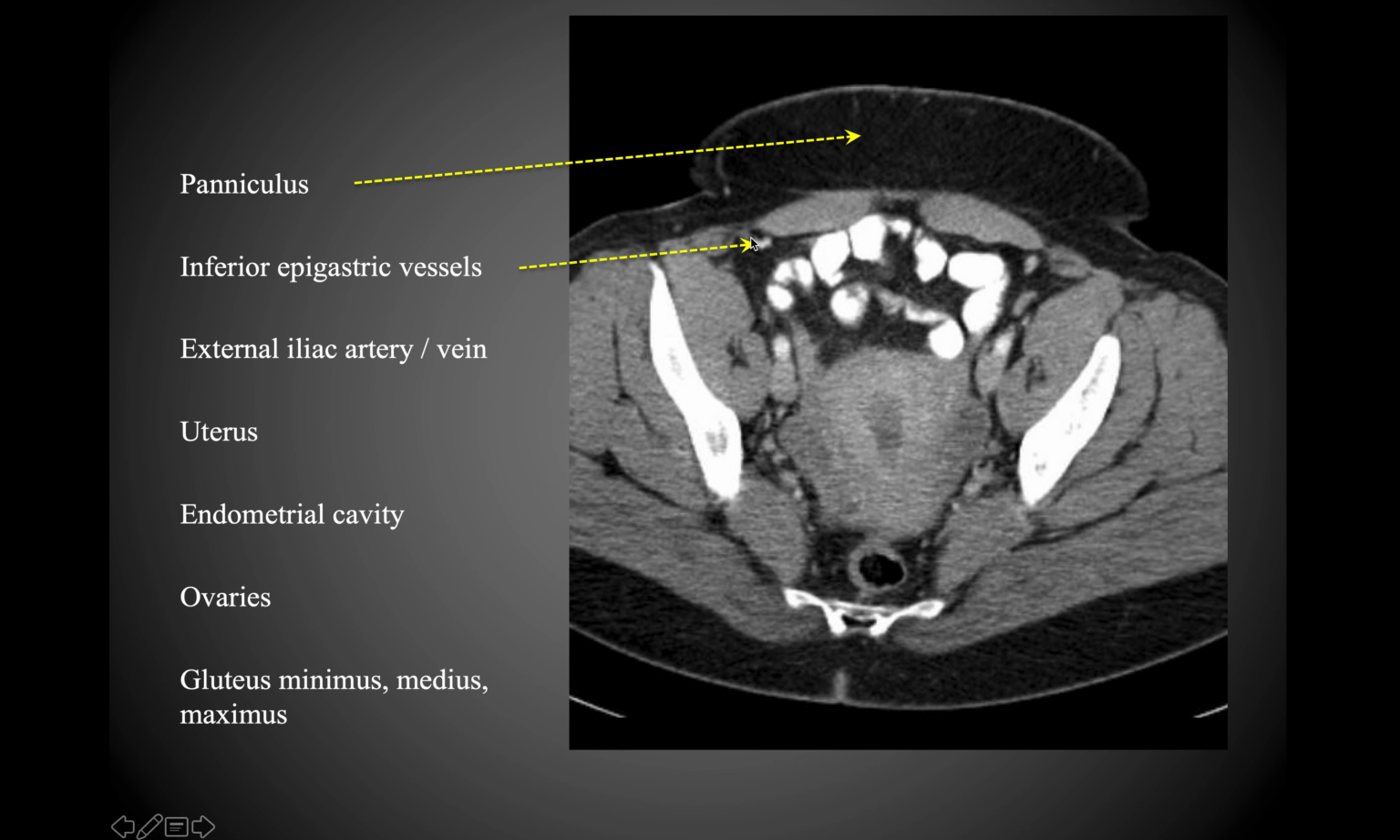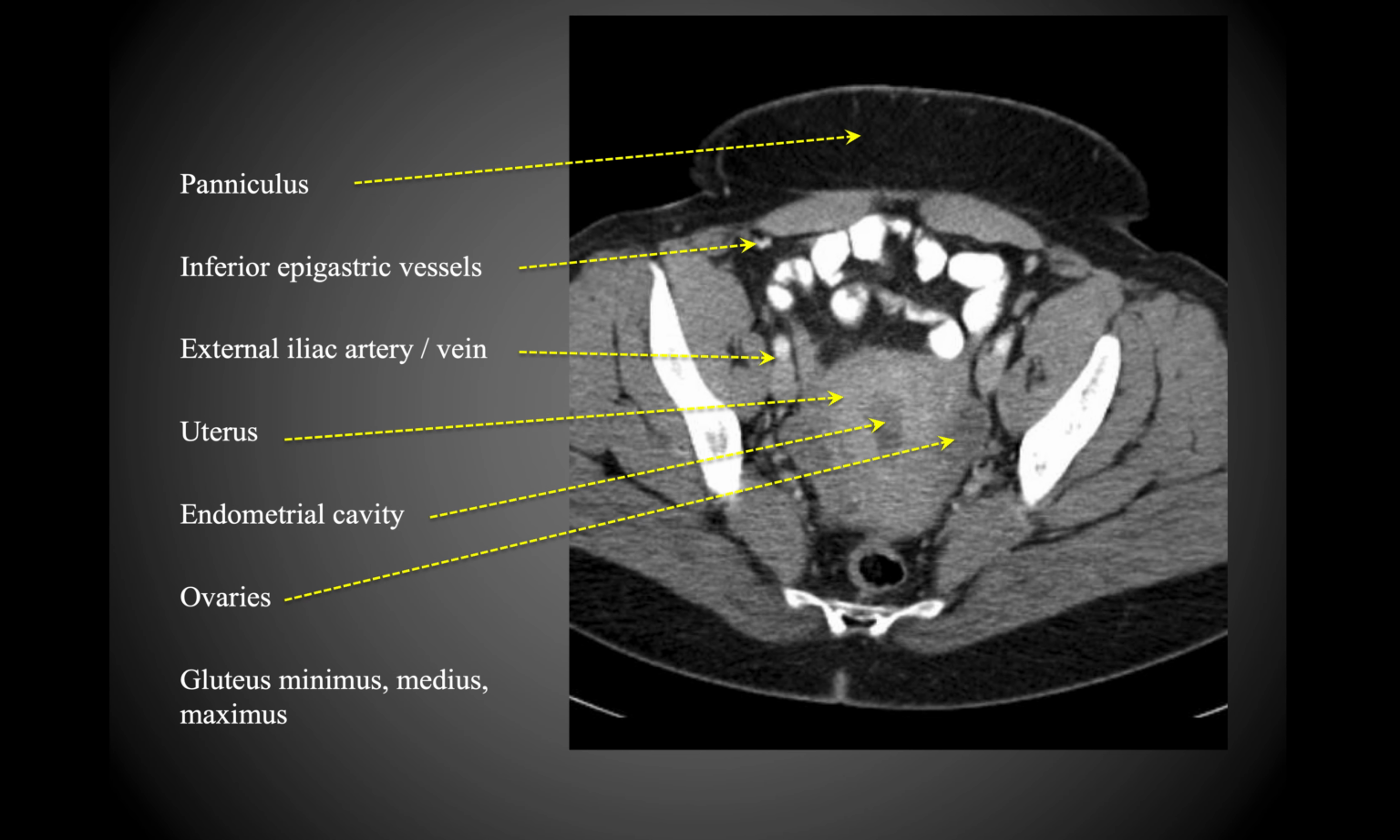Here we have the inferior epigastric vessels that are pointed out for you there. And then the external iliac vein and the external iliac artery. So again, you can see those on both sides here. Same thing with the inferior epigastrics. Then we have the uterus in the midline, and you can see how there's this darker central region that is going to be the endometrial cavity. So the uterine cavity, in other words.